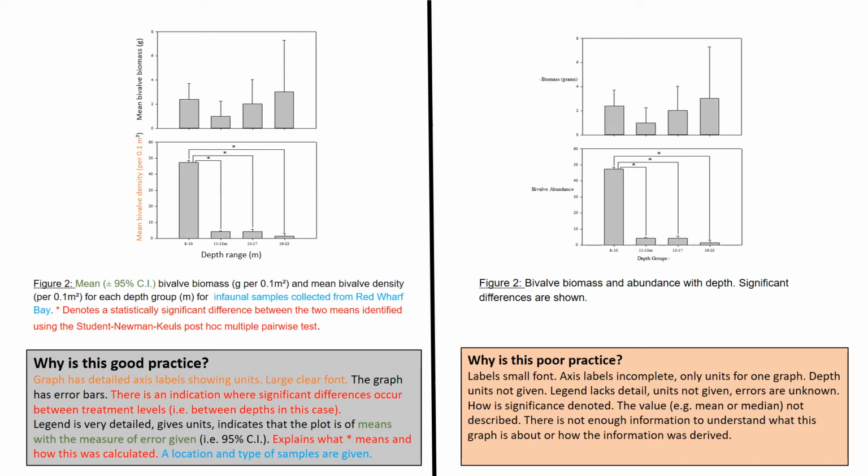Then of course we've used some symbols in our figure. We've used asterisks. So what do those asterisks denote? So here we explain that. So we say asterisk denotes a statistically significant difference between the two means identified. So obviously the ones which are connected by the lines. And the test is computed using the Student-Newman-Keuls post hoc multiple pairwise test.